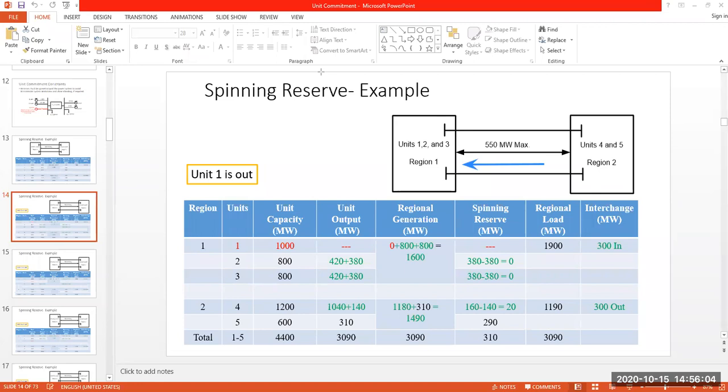So let's move on. Now what will happen if, instead of unit 1, we have unit 2 missing? So let's see.